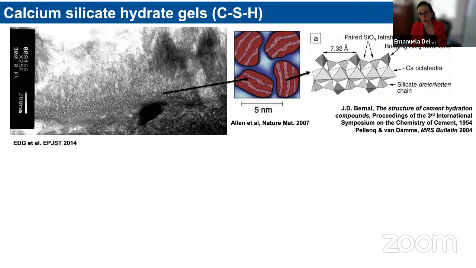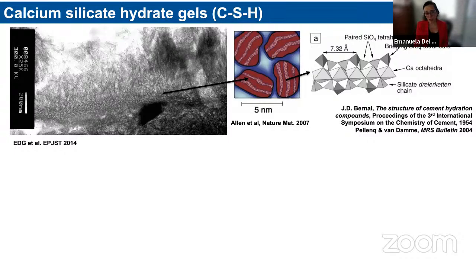But it's complicated even at the smaller scale we look at, because even the nanoparticles have a layered structure which is intercalated with water, and the material in this layer is itself quite complicated. Bernal was one of the first to recognize that this is a gel formed of very small units, and these small units resemble a rare mineral called tobermorite. It has been used many times as a model for this calcium silicate hydrate, but with tobermorite you cannot make cement.